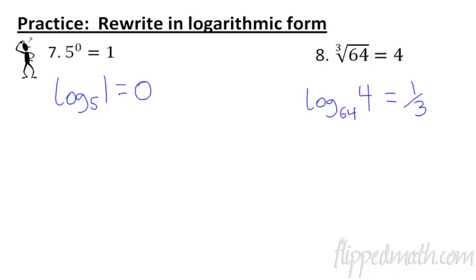Number 7 goes back to our property that we wrote earlier with number 3, and that is if you have log base 5 of 1, log base anything of 1, it equals 0. So the base here was 5.